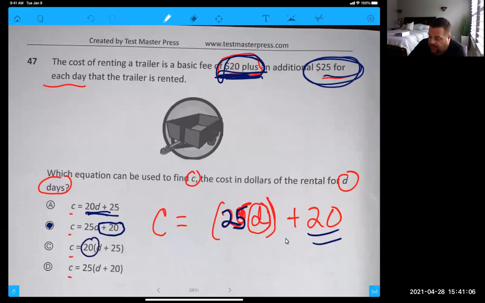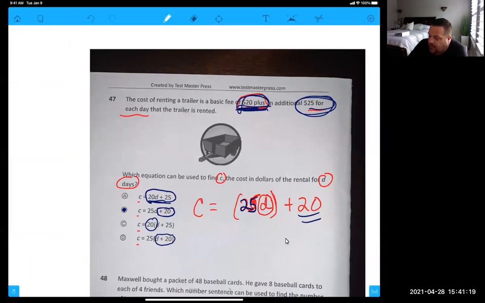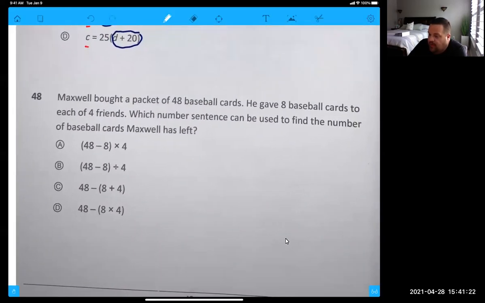This is multiplying the 20 in. This is adding the 20 to the number of days, which doesn't make sense. And this one just has the two backwards if you didn't pay attention. I actually wrote 20 for both of them, so I was kind of paying attention. All right, pause the video and do number 48.